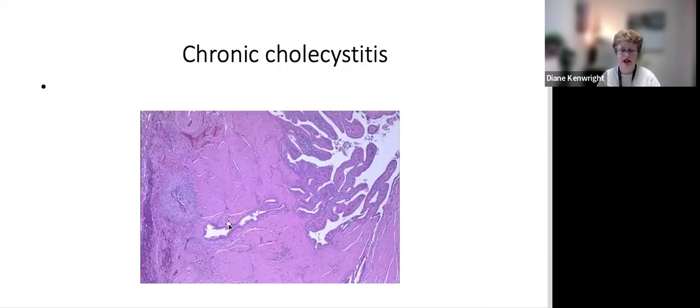These are Rokitansky-Aschoff sinuses. They're little like diverticulae in the gallbladder where we get mucosa outpouching through the wall. And you can see all the chronic inflammation going right the way through this gallbladder.